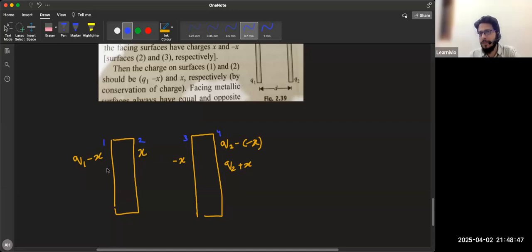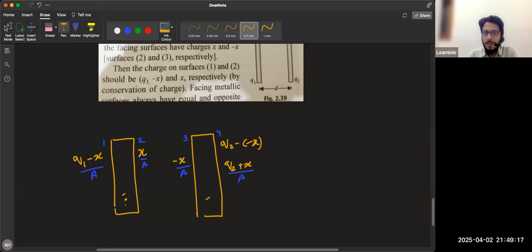If you have charge, then you have charge density. Charge density is nothing but charge divided by area. So you have charge densities for all four faces. You're supposed to calculate the value of X. To get the value of X, you need an equation because there is one single variable, X. For that one equation, you can say that the electric field inside this conductor is 0. You can take a point here or here, it's equivalent. You can take a point anywhere.